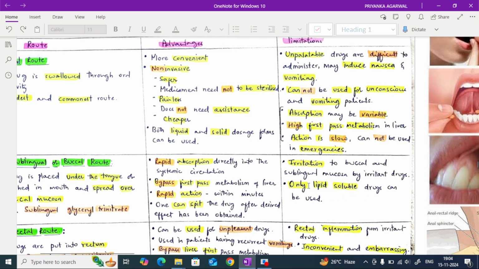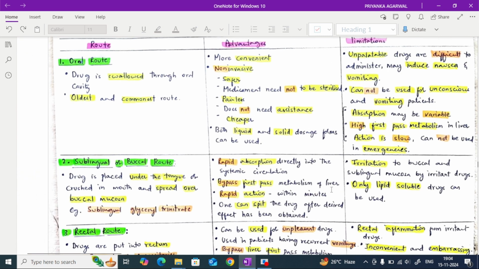Why only lipid soluble drugs? Because the drug has to cross the mucosa, right? So to cross that mucosa, it has to cross the cells which are made up of lipid bilayer. So the drug has to be lipid soluble to cross that lipid bilayer. Okay, so only lipid soluble drugs can be used through this route.